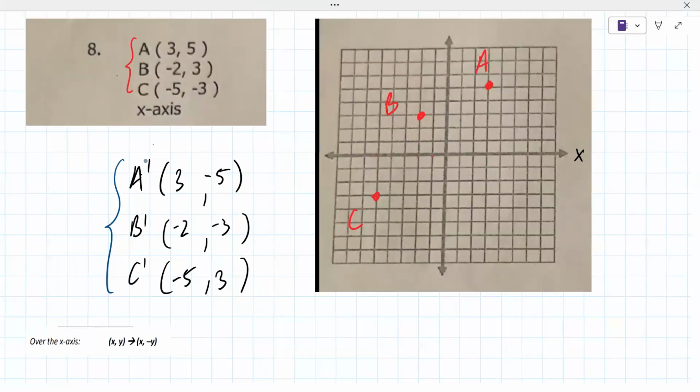So in blue here, you should see, and this is where you've got to label them appropriately, 1, 2, 3, 4, 5. There's A prime, 2, -2, -3, B prime, and then C prime. Your teacher's looking for something like that.